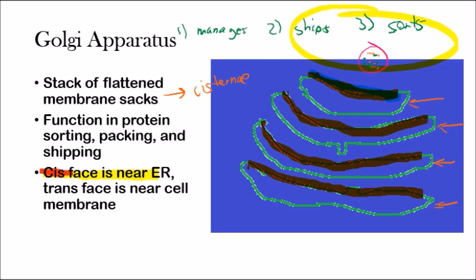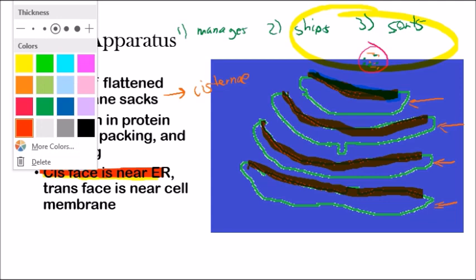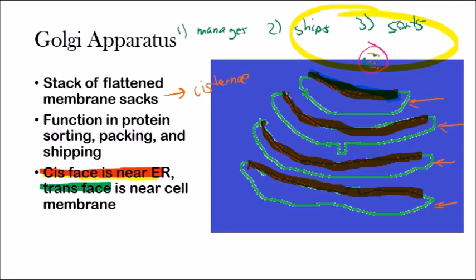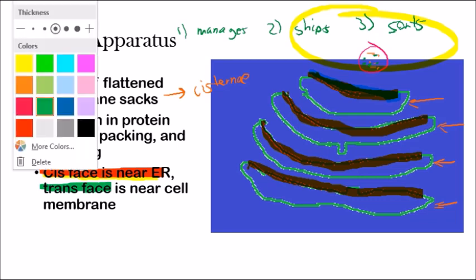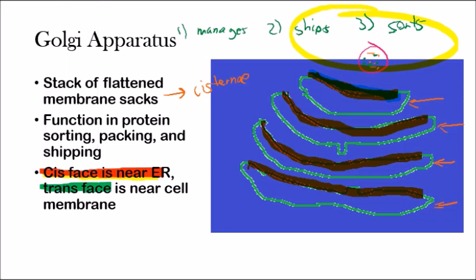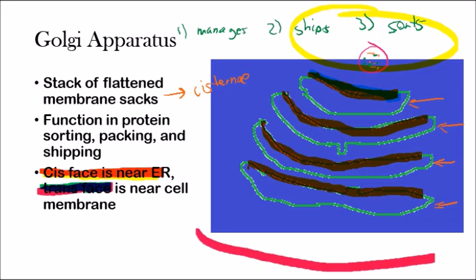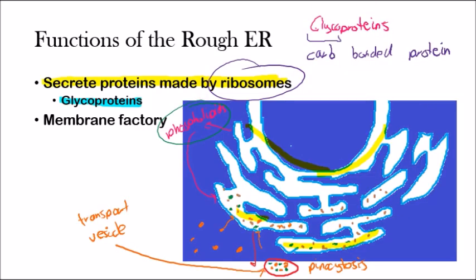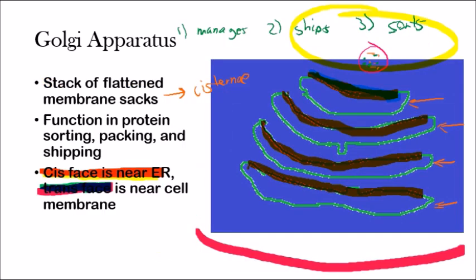Okay, and then the trans face. The trans face is the sides which face near the cell membrane. The cell membrane is right here. So again, we have the nuclear envelope, then we have the ER, then we have the Golgi apparatus, and at the very end you have the cell membrane. So the trans face are these sides of the cisternae.